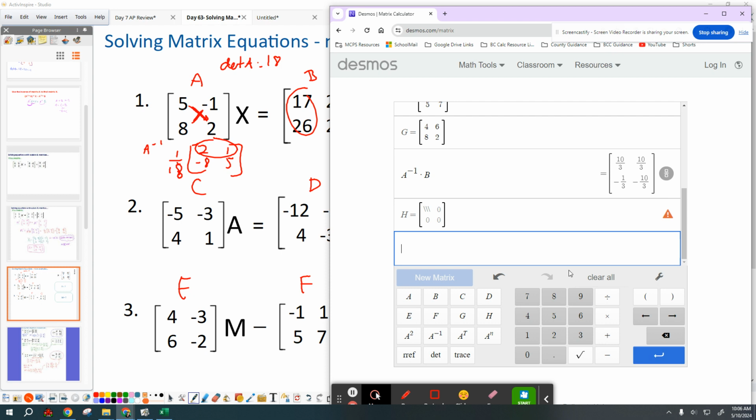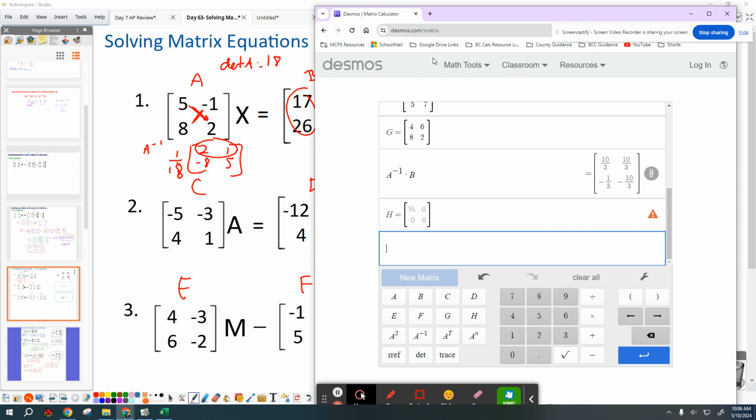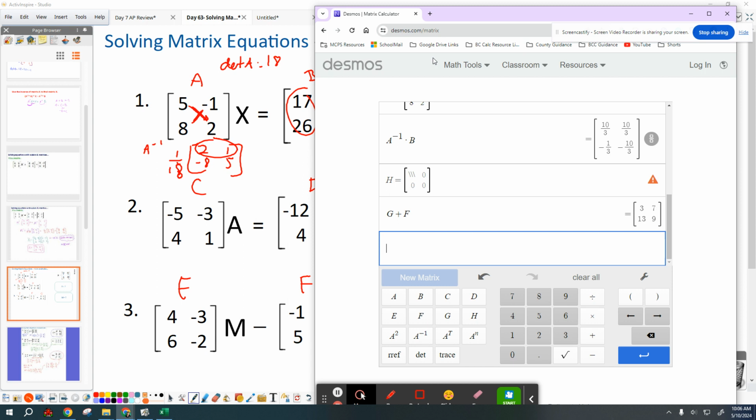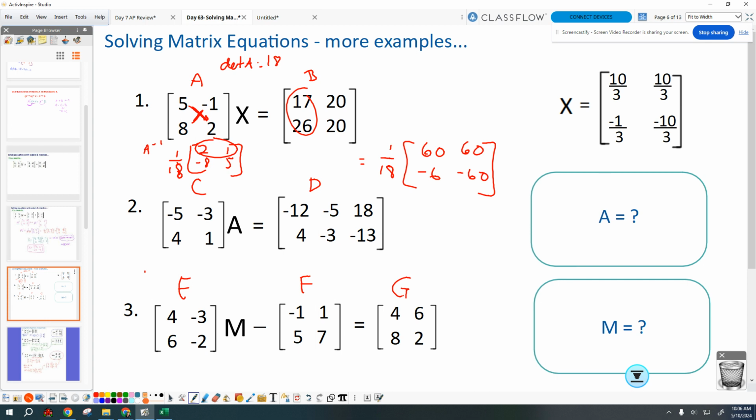All right, so I type these in. William, I'm gonna do matrix G plus matrix F, and I get that. E inverse. Did you get that? 33 over 10, 13 over 10, 17 over 5, and negative 3 over 5. Gross. Okay, 15.